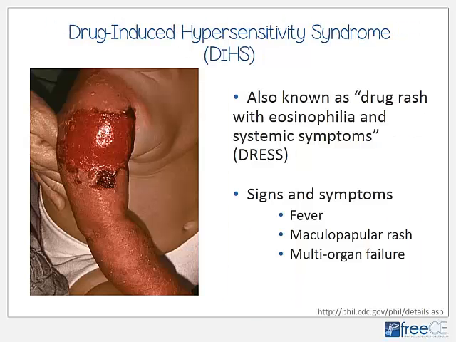There's also drug-induced hypersensitivity syndrome, also known as DRESS. Signs and symptoms of this are similar to the other exfoliative reactions, including a fever and a maculopapular rash. However, the addition here is multi-organ system failure. So there's a little bit more systemic involvement. In both cases, like I said, there is a high risk of mortality and infection, so they need to be treated immediately, and the offending drug should be stopped.